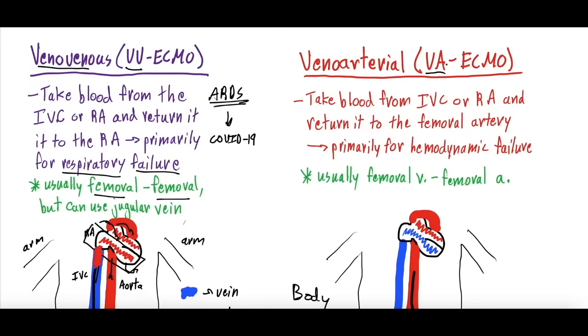Veno-arterial ECMO, or VA-ECMO, also takes blood from the inferior vena cava, the right atrium, but instead of returning it to the femoral vein, it returns it to the femoral artery. And this bypasses both the heart and the lung function, and its primary role beyond that of respiratory support is actually for hemodynamic failure, or cardiac failure. If your heart is not pumping, the ECMO circuit will take the blood, oxygenate it, and pump it back in. Unlike for VV-ECMO, where you're going vein to vein, in VA-ECMO, you're going vein to artery, right? So you often are taking it from the femoral vein and pumping it into the femoral artery.